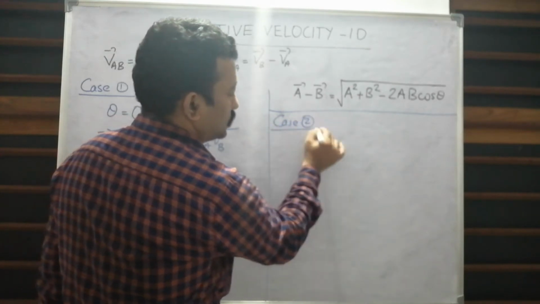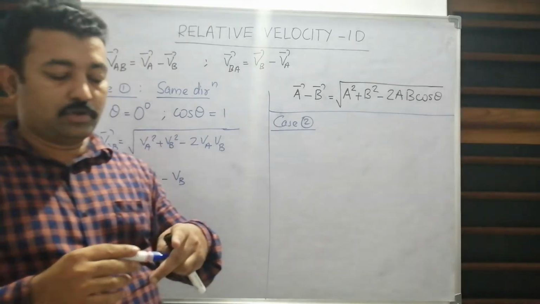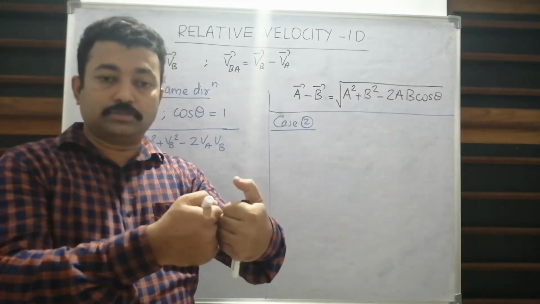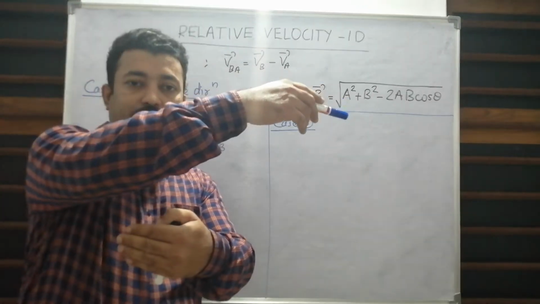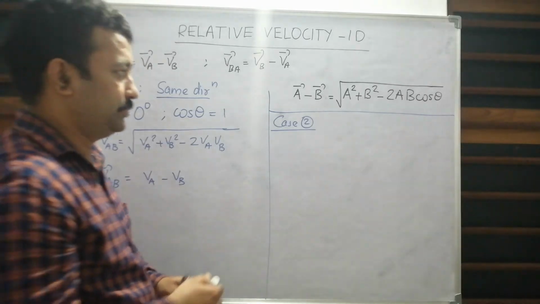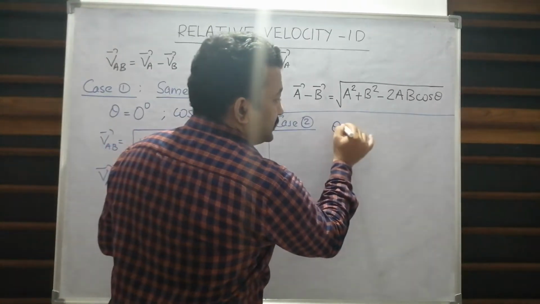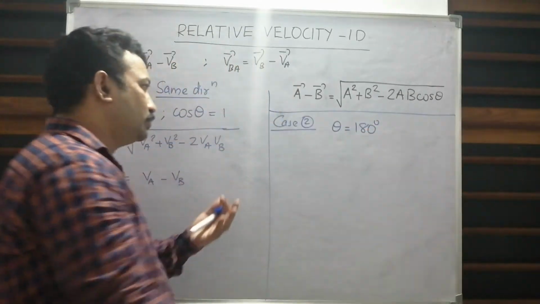Case 2: they are in the opposite direction. That means two trains coming on the same track in the opposite direction, or a train is moving and a fly or a bird is moving in the opposite direction. That can be the possibility. That means opposite direction and in parallel, whatever you want to call.